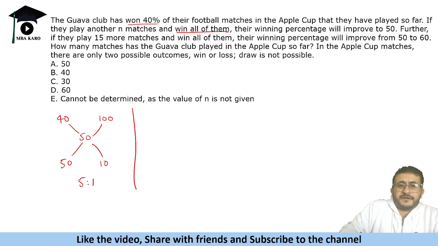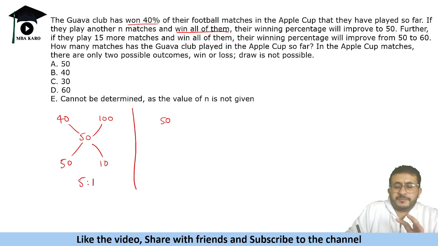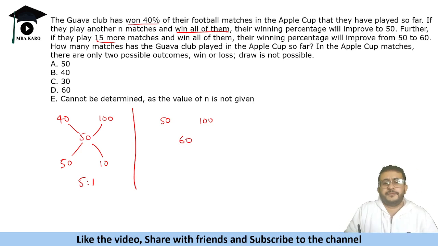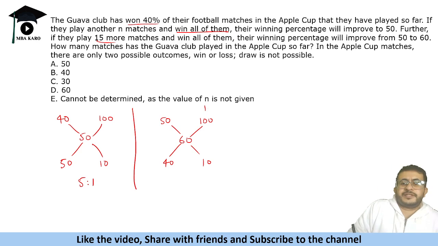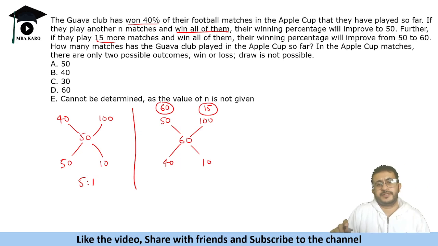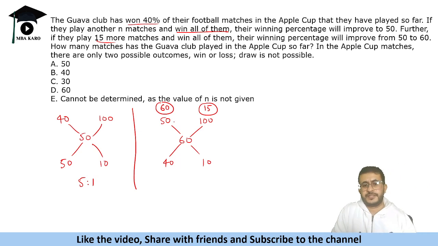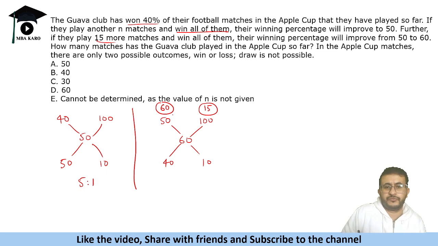Now, second case, after this, if they play, now they have 50% win percentage, and if they play 15 more matches and win all of them, their win rate will become 60%. Okay, so now if you take 60%, that means 4:1. This is 15 matches, so they should have played 60 matches by then, right? So the number of matches should be 4:1. So this should be 60 matches since these are 15 more matches. So 5:1 total they should have played 60 matches.